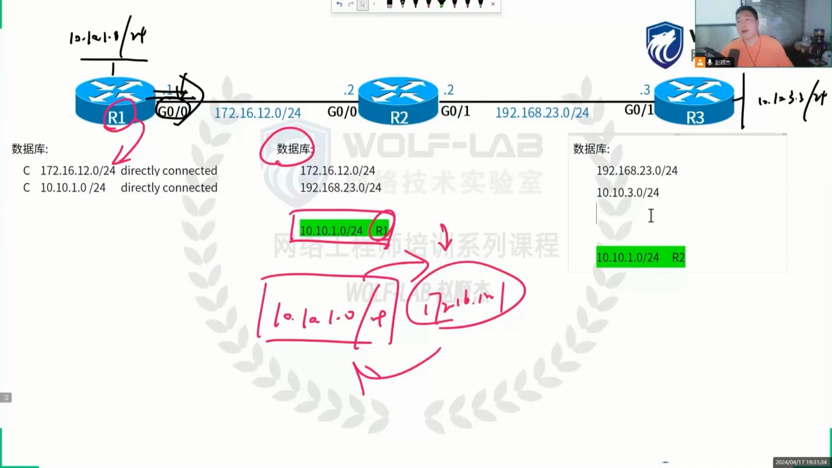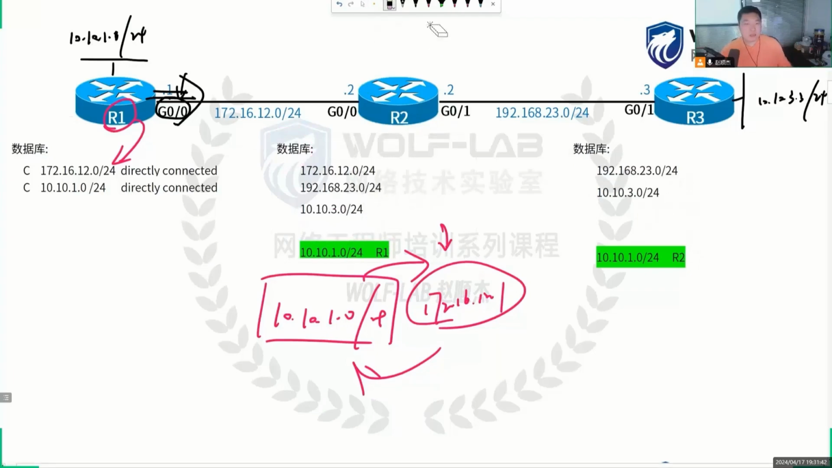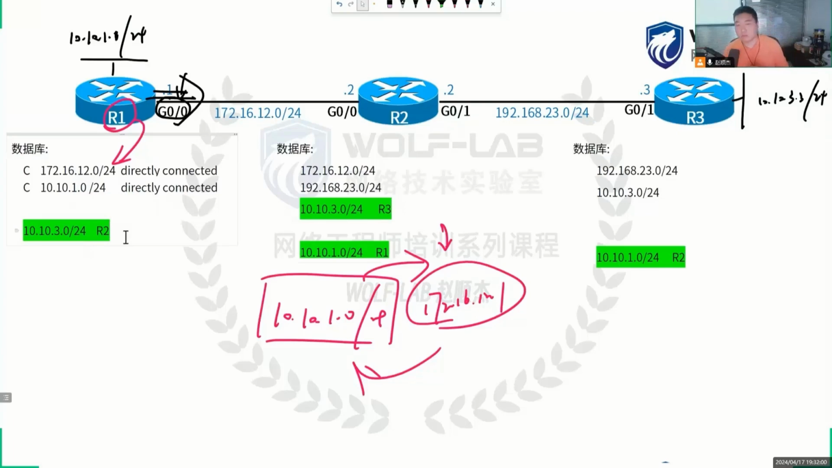R3 shares its routes, then tells R2, R3 informs R2, R2 then informs R1. We all pass on our respective routes. R3 told me. Then R2 tells R1. R1 finds out 10.10.3.0. Whom do I go through? R2. We exchange our database entries with each other. Through these database entries, we can calculate into routing entries, submit to the routing table. Our routers can forward according to the routing table. This is the Distance Vector Dynamic Routing Protocol.